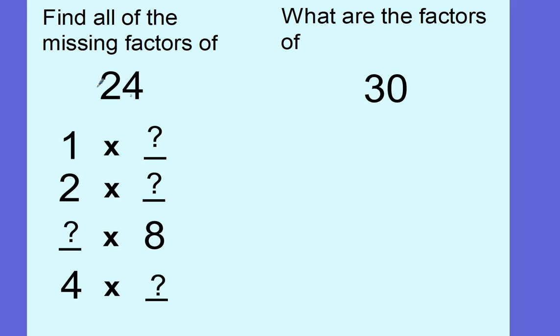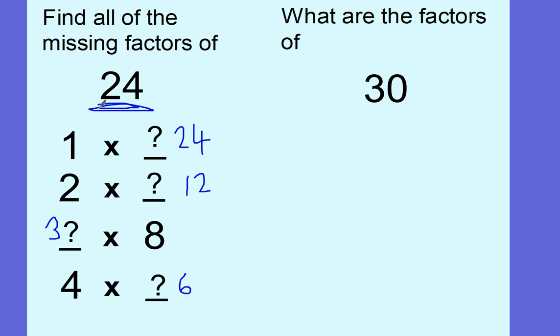For example, if I wanted to find the missing factors of 24, I could say that was 1 times what, Lewis? 24. 2 times what, Dylan? 12. What times 8 would give me 24, please, Charlotte? 3. And 4 times what gives me 24, please, Ryan? 6. So these are all the factor pairs of 24, numbers that I can multiply by another whole number to give my final answer.